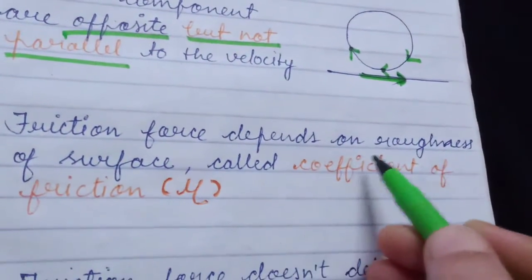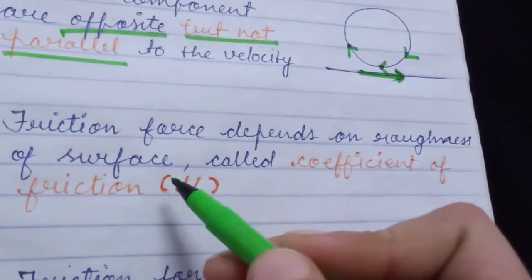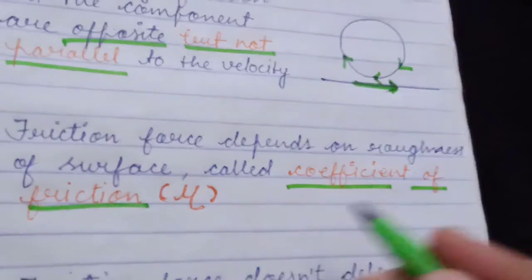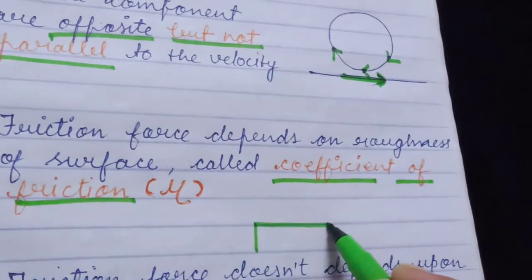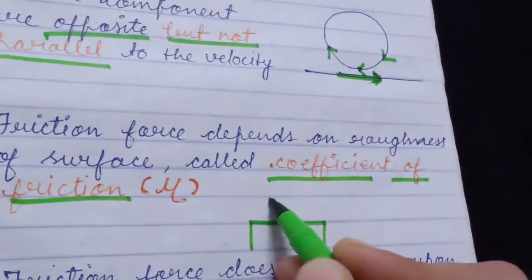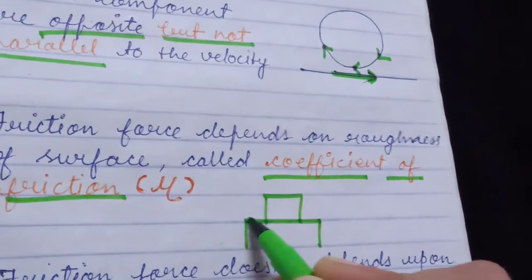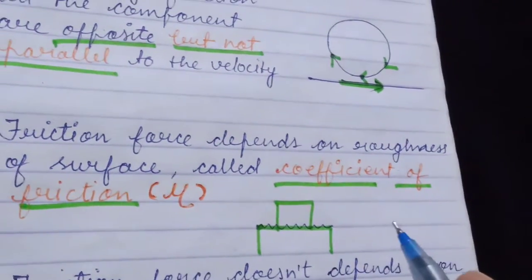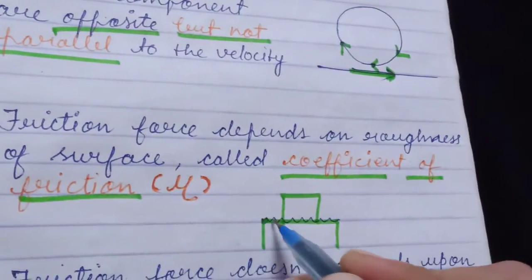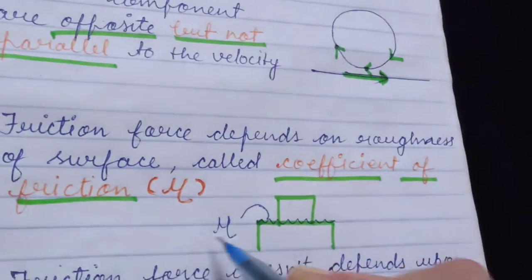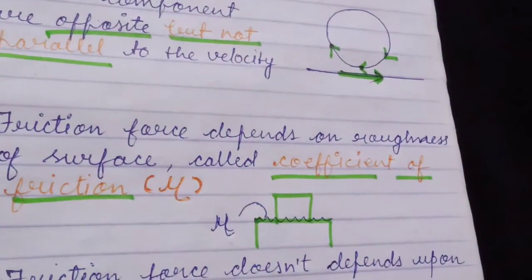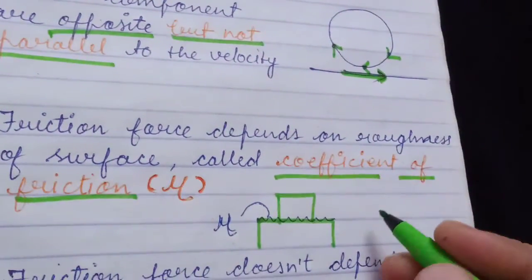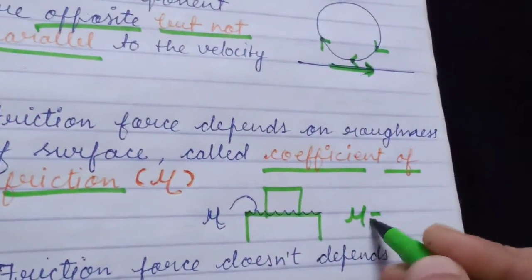Friction force depends on the roughness of the surface, called the coefficient of friction. Means there is a surface and this is the block. The roughness of the surface is called the coefficient of friction, that is mu. The mu is unitless, means mu has no unit.